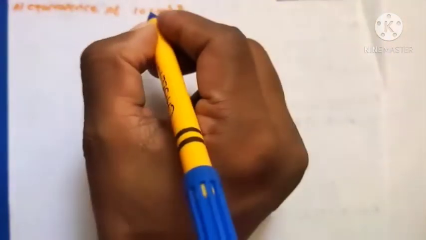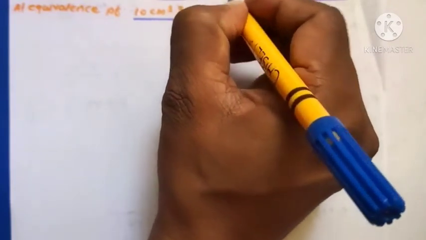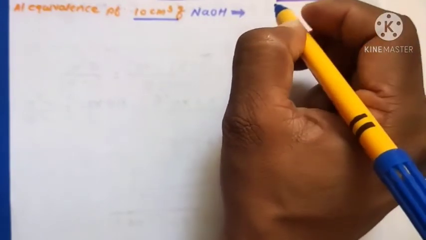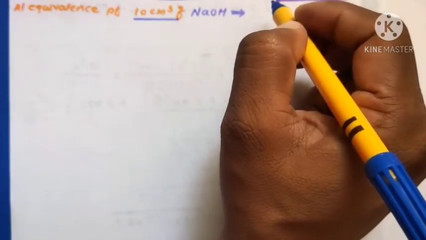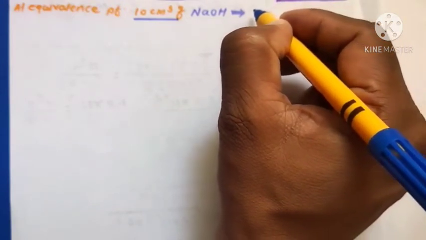Titration of weak acid against a strong base. There is calculation of pH at the different stages. Now today we will discuss the equivalence point. 10 cm cube of NaOH has been added to acetic acid solution. The acid is completely neutralized.